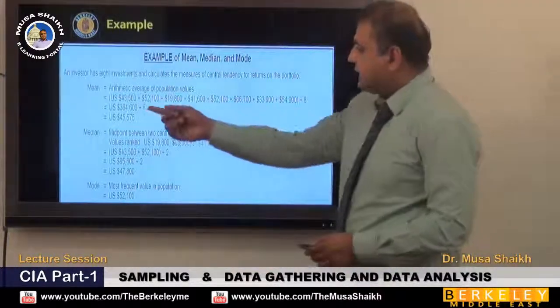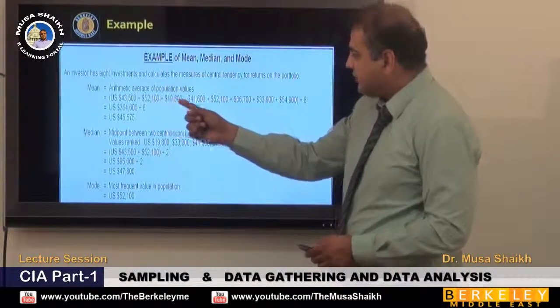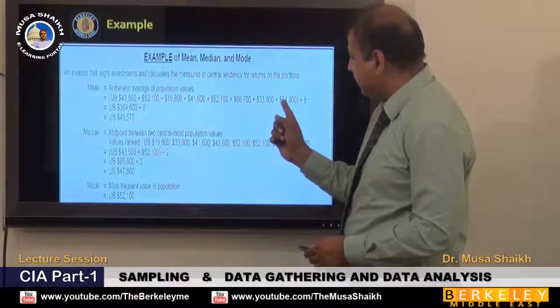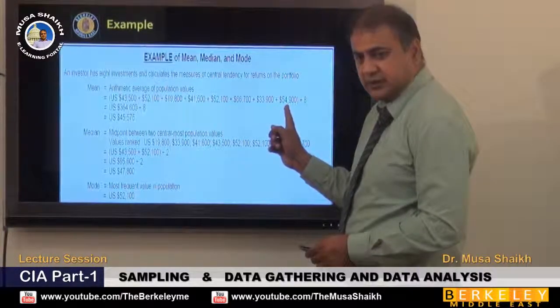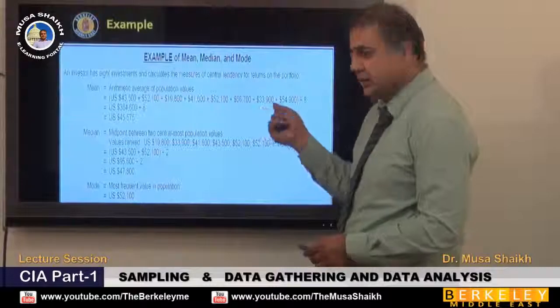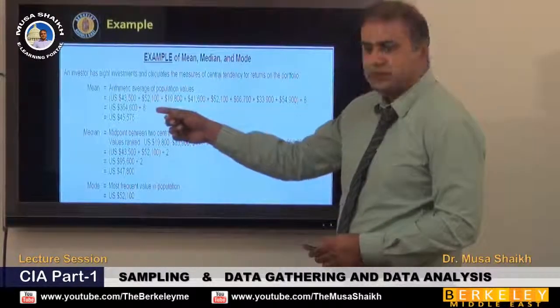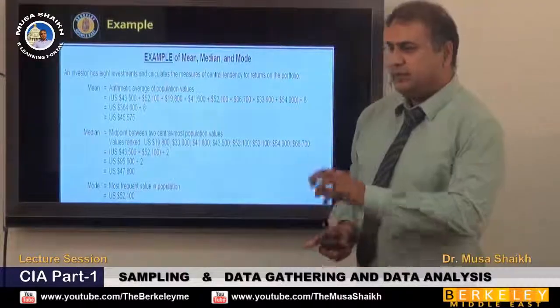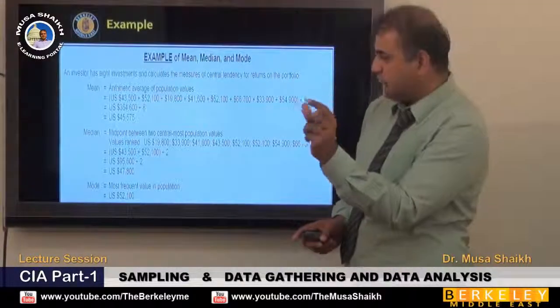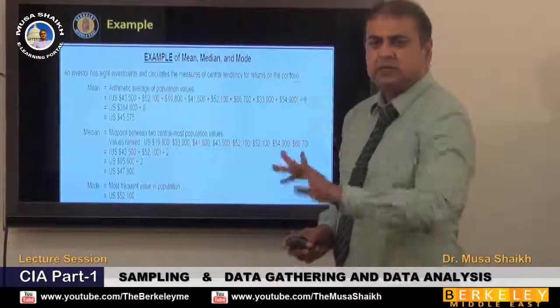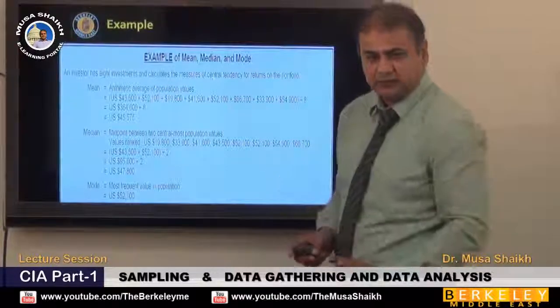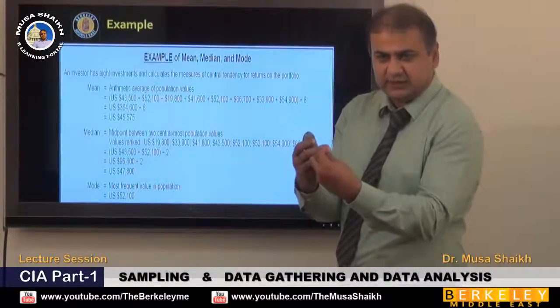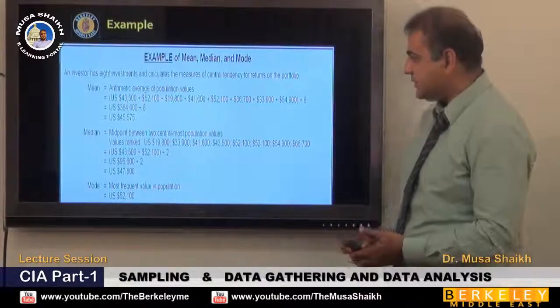For example, you have 1, 2, 3, 4, 5, 6, 7, 8 figures. You add all of them and divide by the number of units. This will be the average, which means that the center is around 45. Some values are plus or minus, above and below, right? But it is the gravity, the center, where the average mean is.